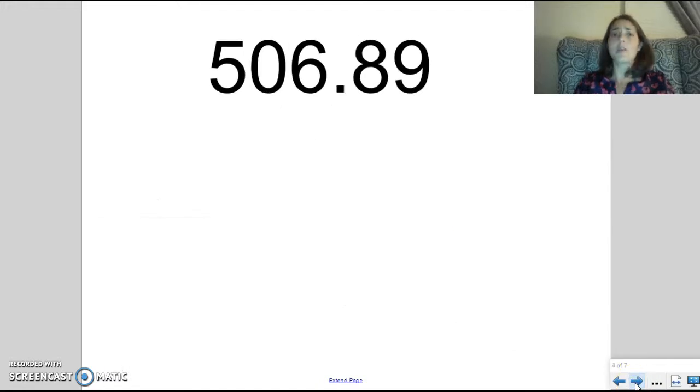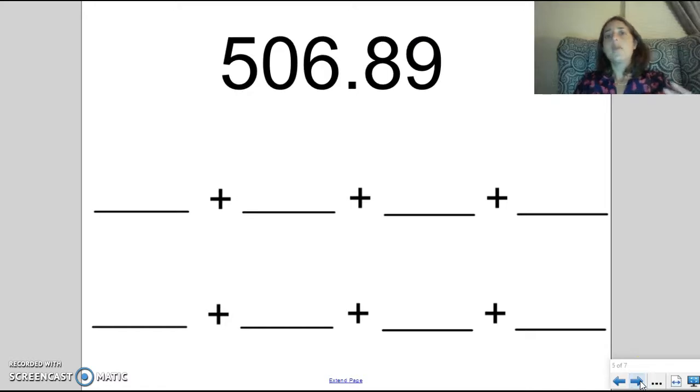This one's a little bit longer. We're going to have a couple more pieces. We're going to have a piece for the 5, a piece for the 6, a piece for the 8, and a piece for the 9. So you can see here I'm going to have 4 pieces. I'm going to do new school first, and then we'll transfer it to old school.